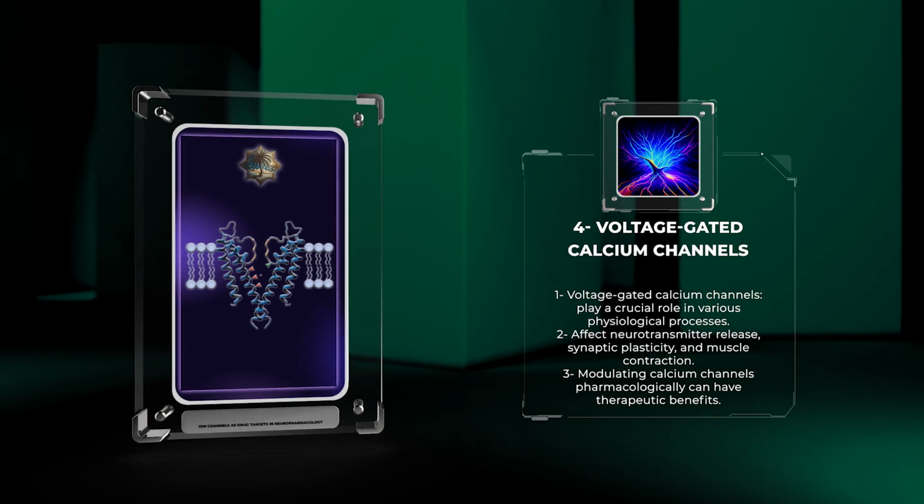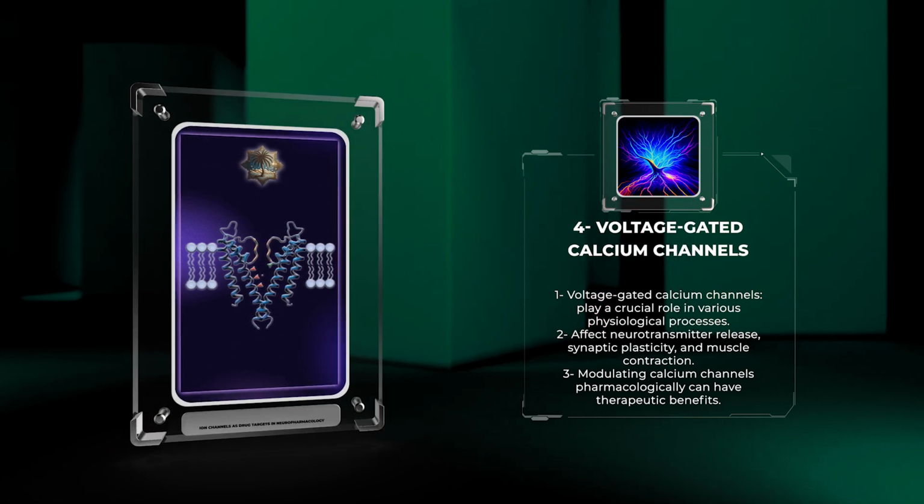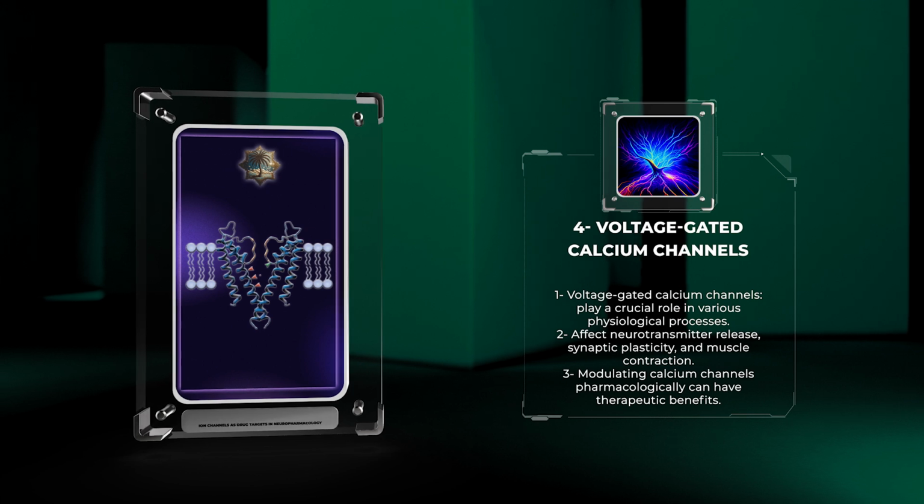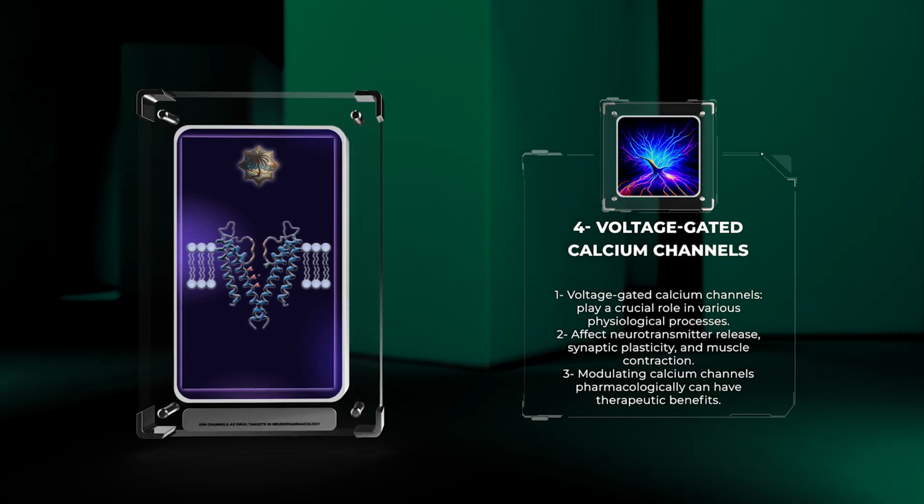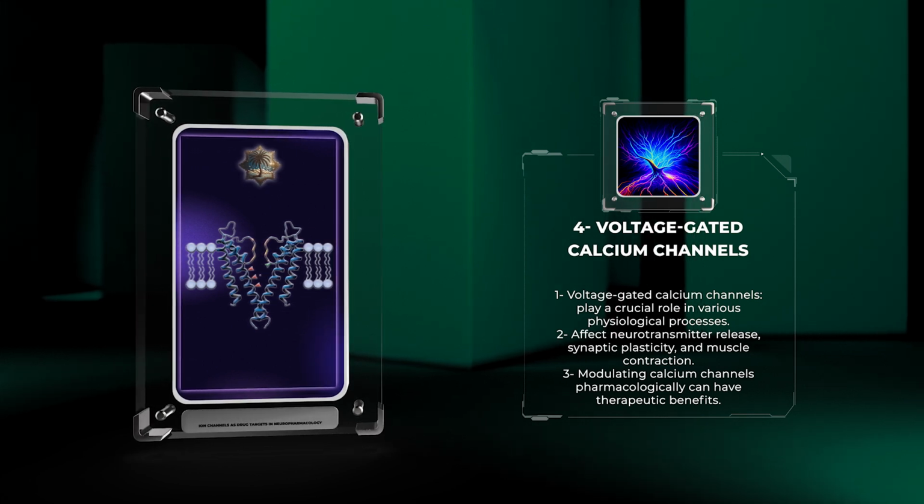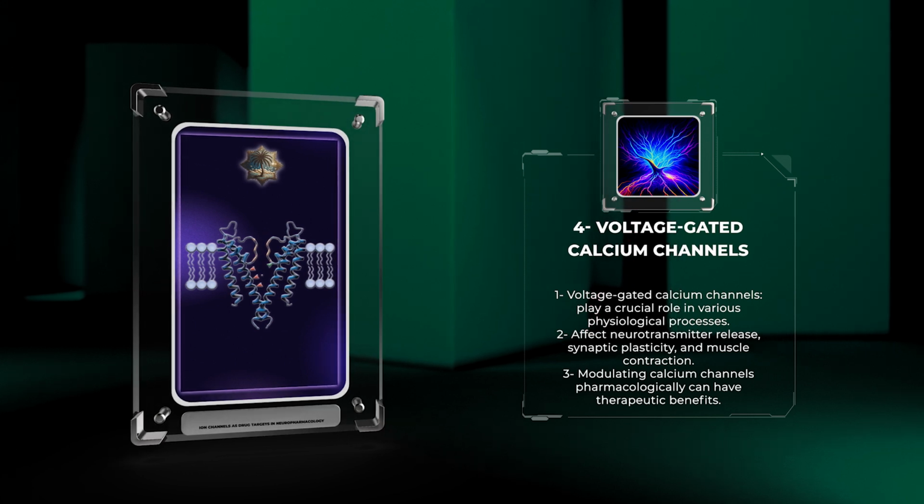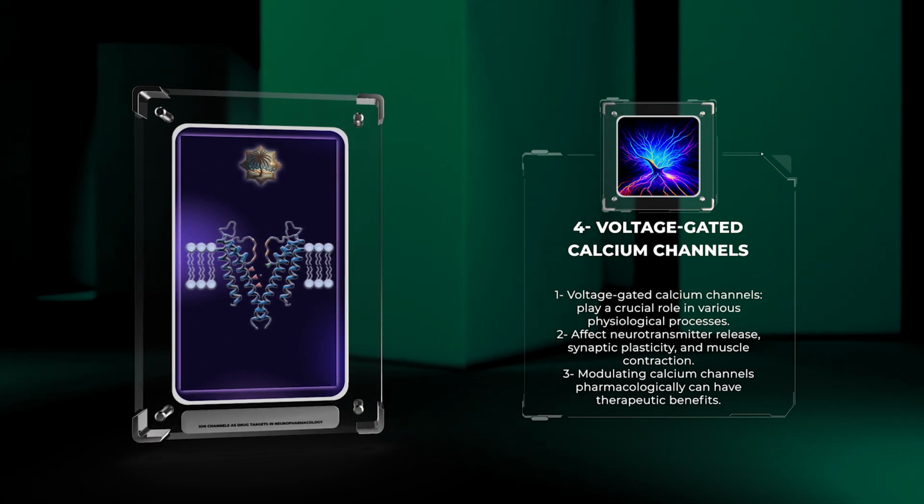Certain drugs called calcium channel blockers can inhibit calcium influx, leading to vasodilation and reduced cardiac contractility. Manipulating calcium channel activity holds promise for developing treatments for neurological disorders like Alzheimer's and Huntington's disease.